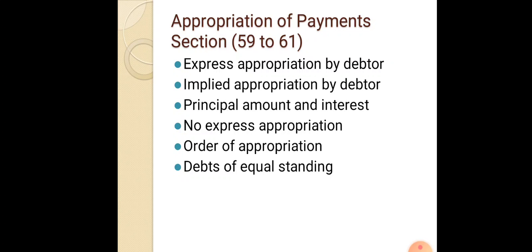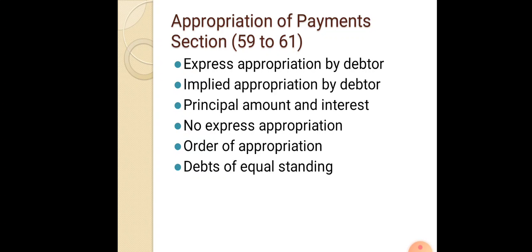Next, order of appropriation. When neither debtor nor the creditor makes any appropriation, the court will appropriate the payment towards one debt after another in the order of time. And finally, debts of equal standing. If all the debts are of equal standing, that is, of the same date, the payment shall be appropriated proportionately.